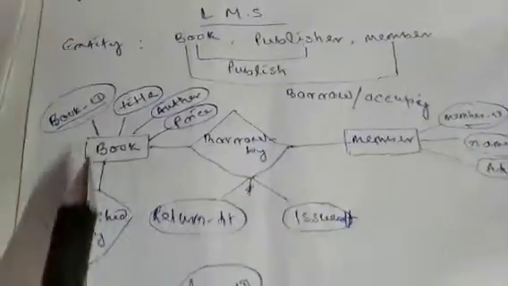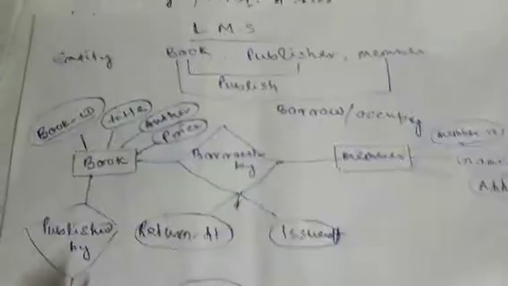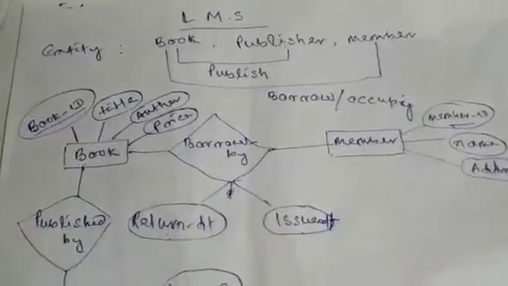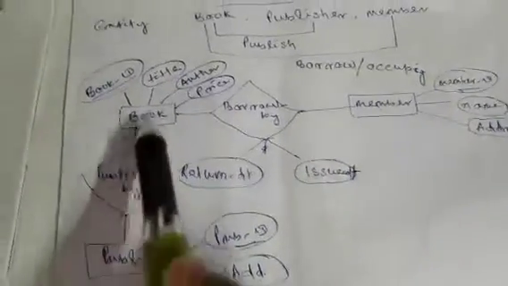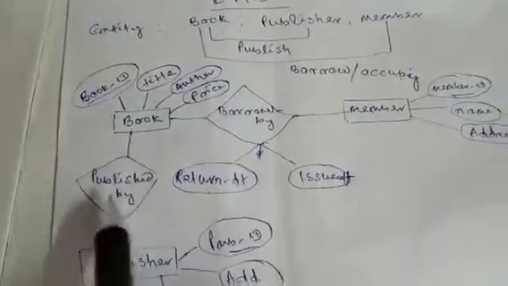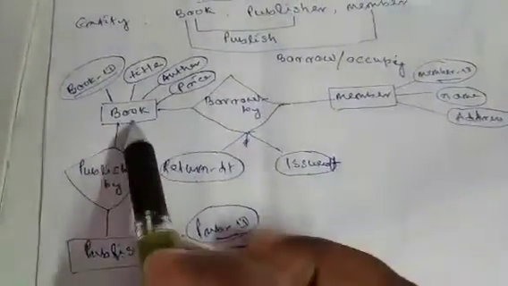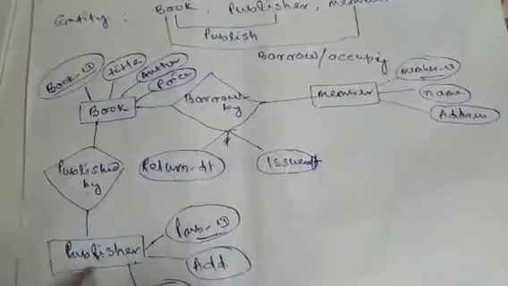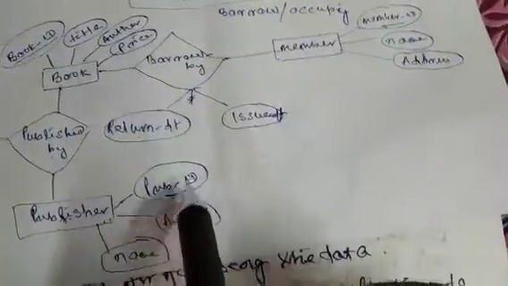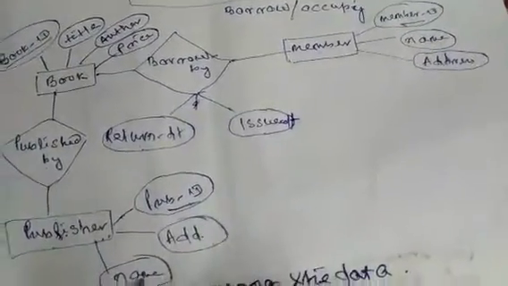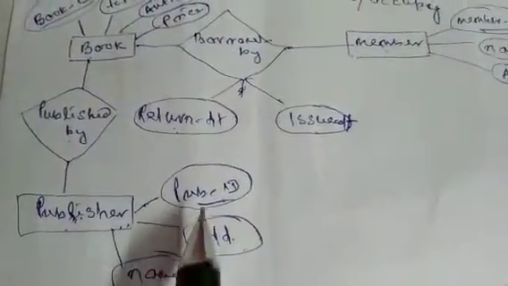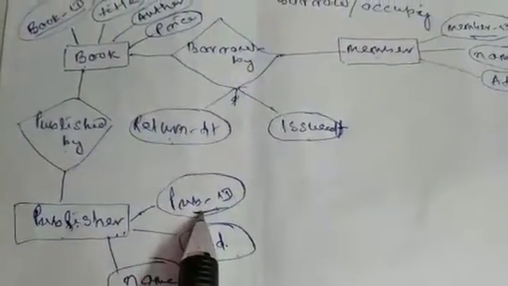Again this book must be published by a publisher. So book is an entity and publisher is another entity, and they must be related. The relation is published by. The book must be published by a publisher, and in publisher there must be a publisher ID, address and a publisher name. Here publisher ID is considered the primary key.